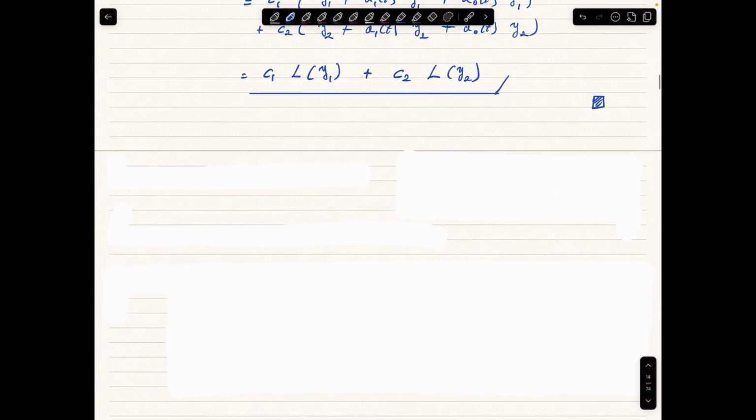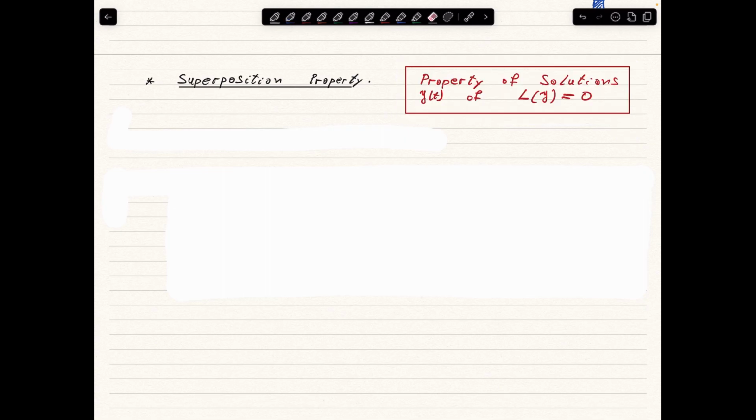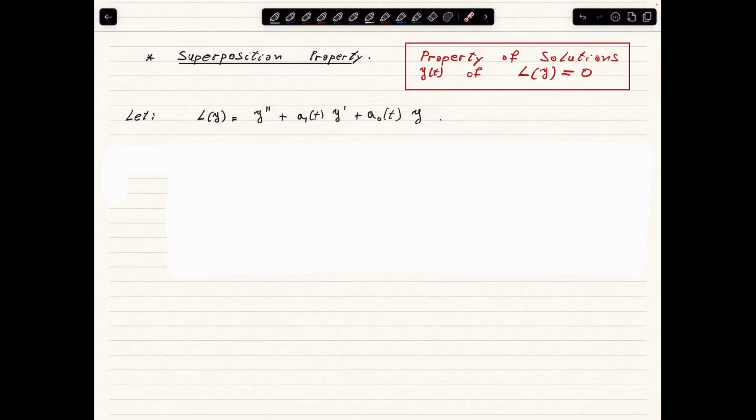The other property we wanted to talk about today is the superposition property, and this is a property of the solutions of the linear homogeneous differential equation. And this property on the solution is a property that comes from linearity in the operator. But linearity is the property of the operator. Superposition is a property of the solutions of the equation with that operator. So as before, let's call the operator L of y, the same as before.